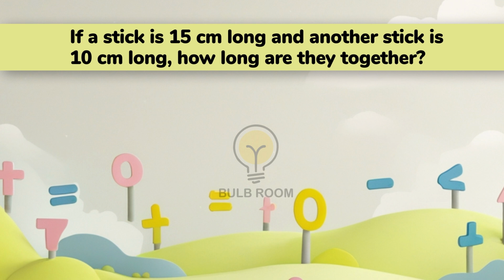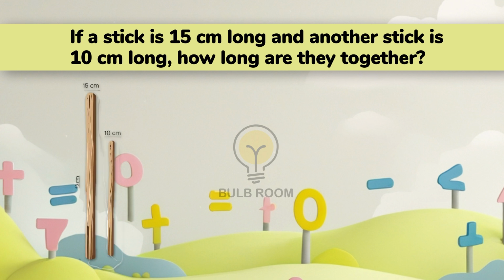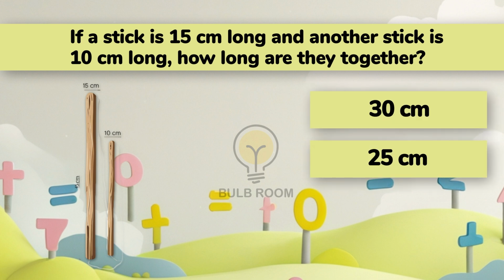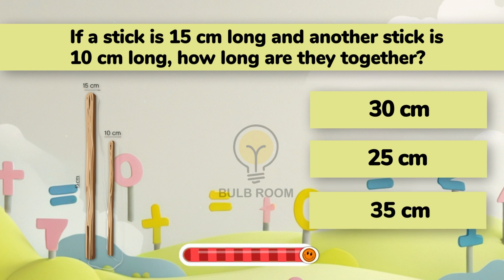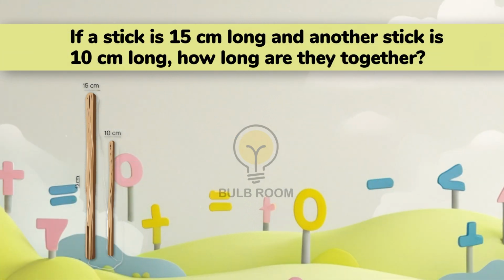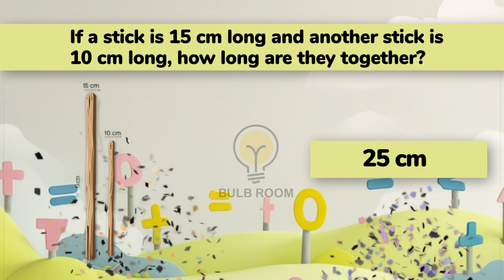If a stick is 15 centimeters long and another stick is 10 centimeters long, how long are they together? 30 centimeters. 25 centimeters. 35 centimeters. The right answer is 25 centimeters.